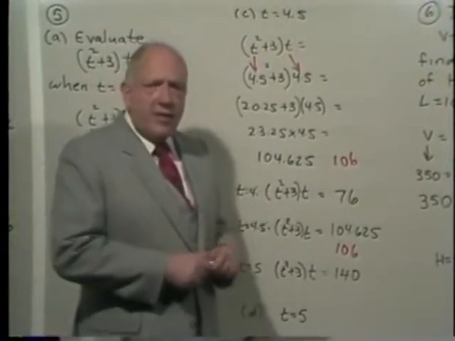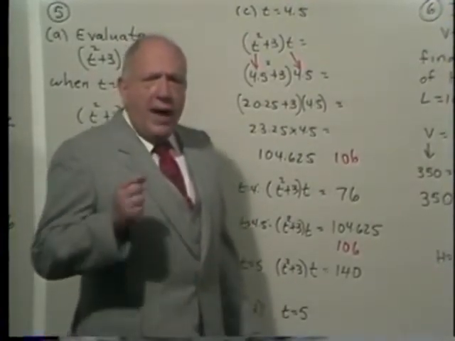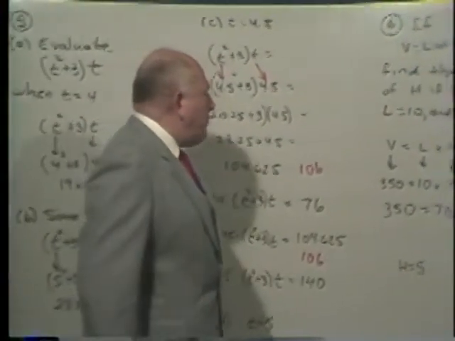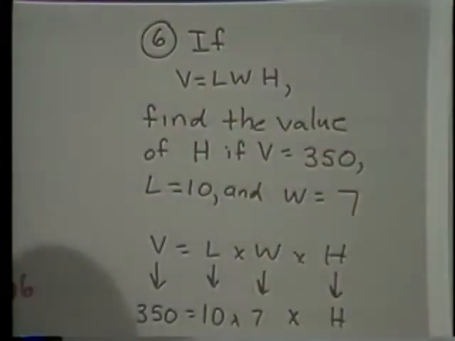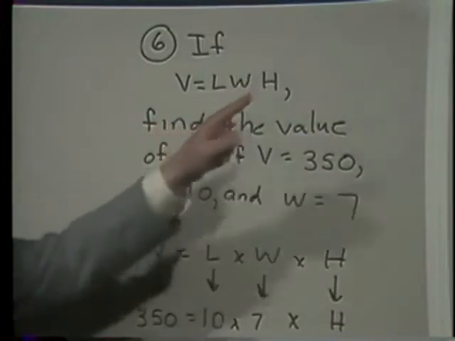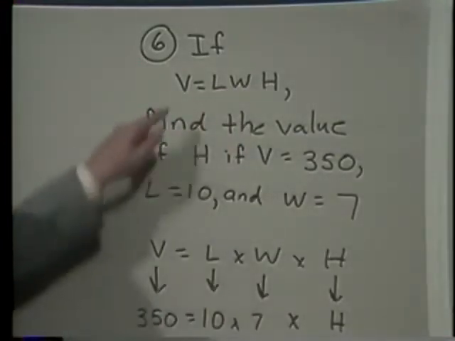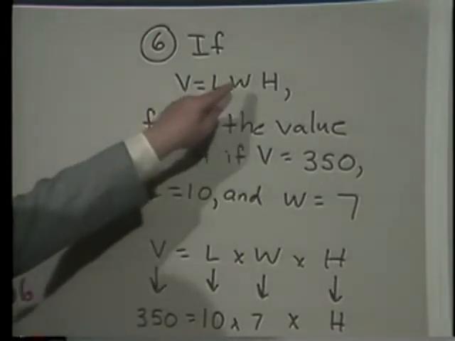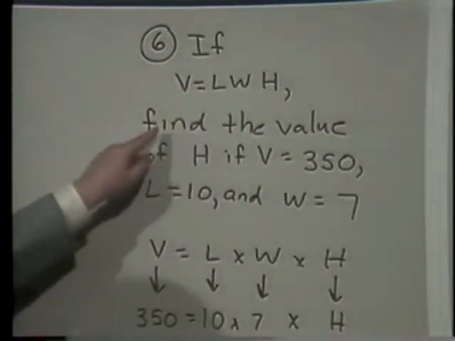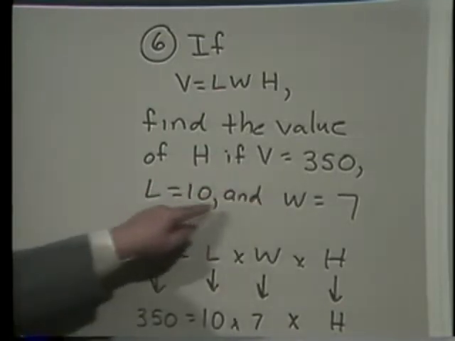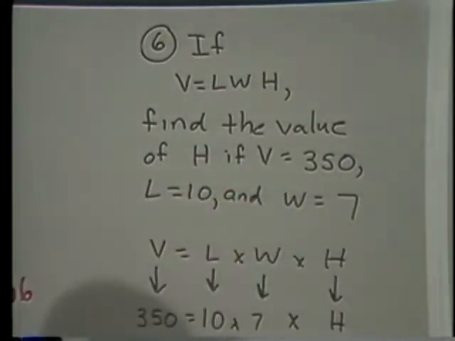Starting with problem 6, I want to show you how algebraic equations come from formulas. Problem number 6 says if v is equal, now how do you read this? LWH? No. Whenever there are no arithmetic signs, it means multiplication. It says if v is equal to L times W times H, find the value of H if v equals 350, L equals 10, and W equals 7.